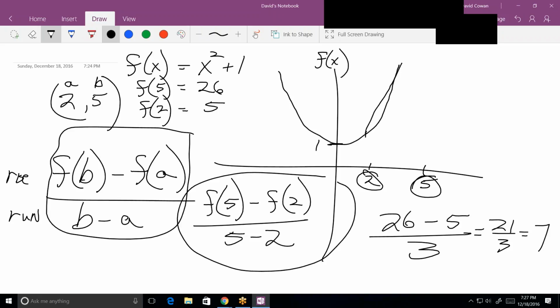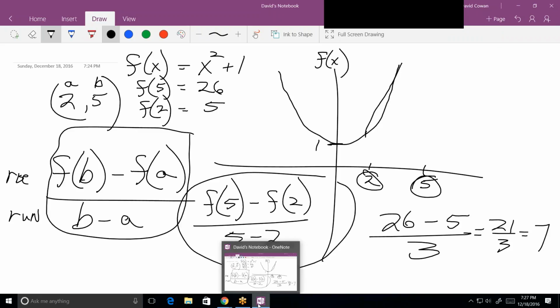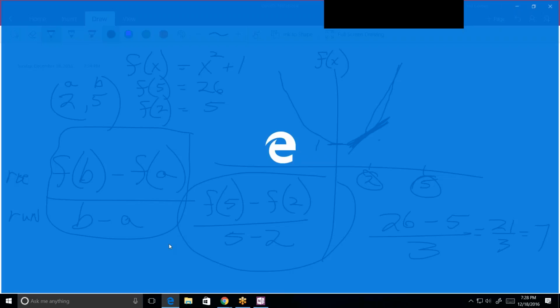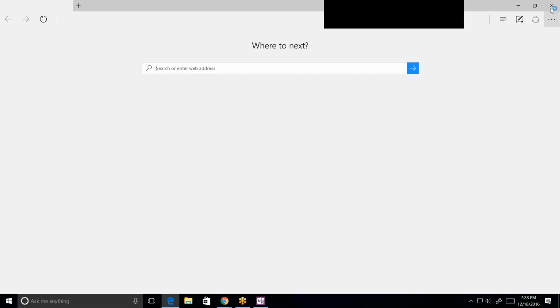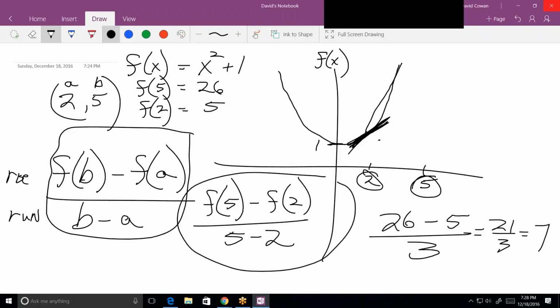In real life, we frequently want to talk about instantaneous rate of change. Well, the only way to figure out the instantaneous rate of change at a single value is by figuring out the slope of that tangent line. And that is the first derivative, first step of calculus, and I hate Windows 10 with a passion.